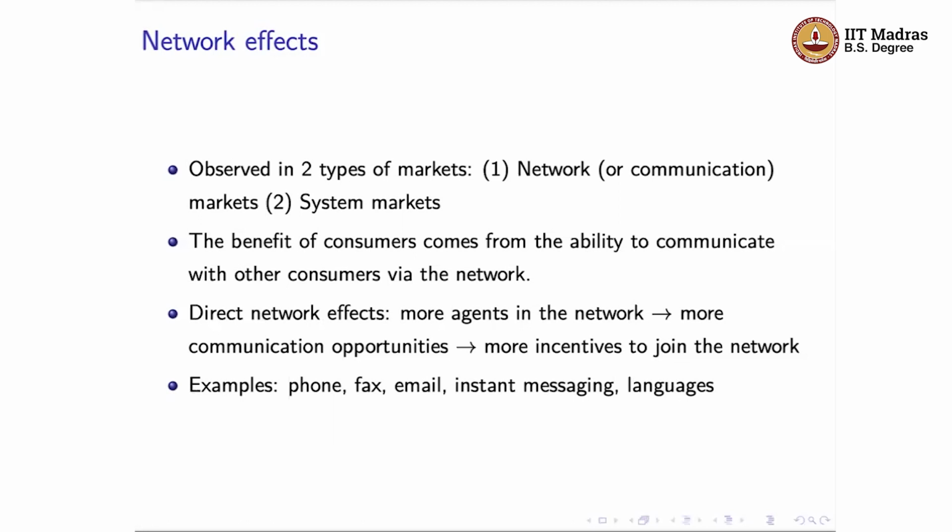So network and communication markets, the first example you can think of is the instant messaging app example that we talked about, right? There, the benefit to the consumers comes from the ability to communicate with other customers via the network, right? And these are basically known as direct network effects, where the more agents you have in the network, the more communication opportunities there are, and therefore more incentives to join the network, right? And this example actually predates the rise of the internet as well, right?